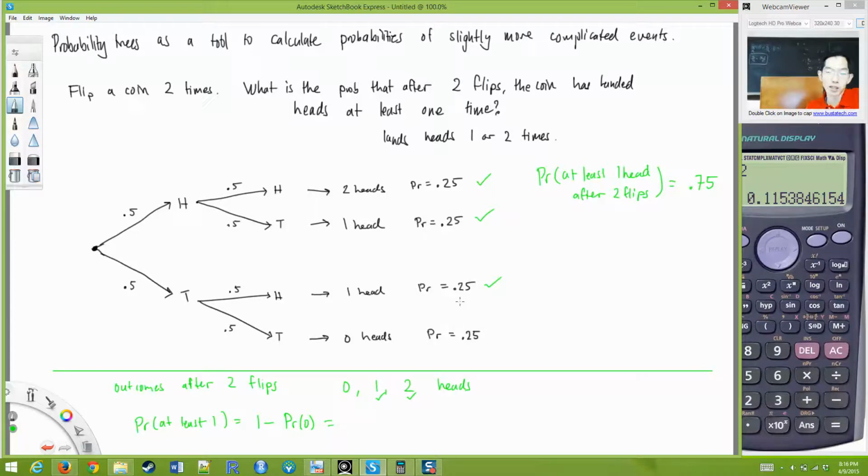And in this case it's simple, it doesn't matter, but we could have just found the probability of getting 0 heads, which would have been tails and then tails, 0.5 times 0.5, so I would have done 1 minus 0.25 and gotten 0.75 as well. Is that okay? All right, so this is using a probability tree.